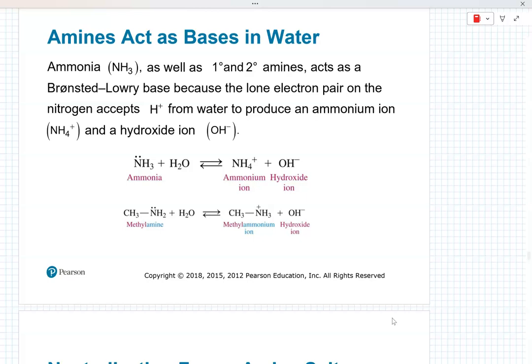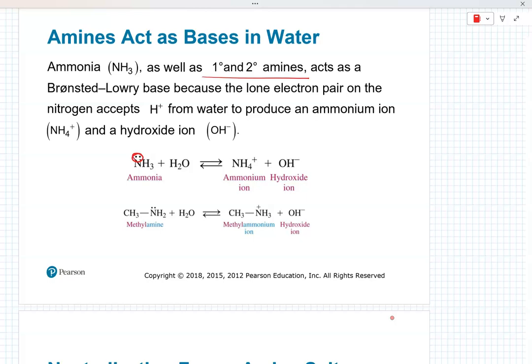Now, virtually all the amines act as bases when they are dissolved in water. Okay? Particularly primary and secondary amines. We're going to talk about the tertiary for a little bit. So what essentially happens, remember the Bronsted-Lowry theory of acids and bases? According to Bronsted and Lowry, a base is something that can accept hydrogens. Does that make sense? Something that can accept a hydrogen cation.